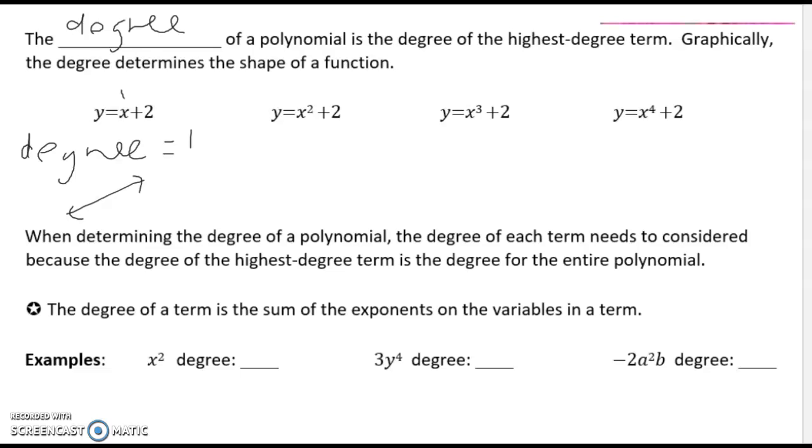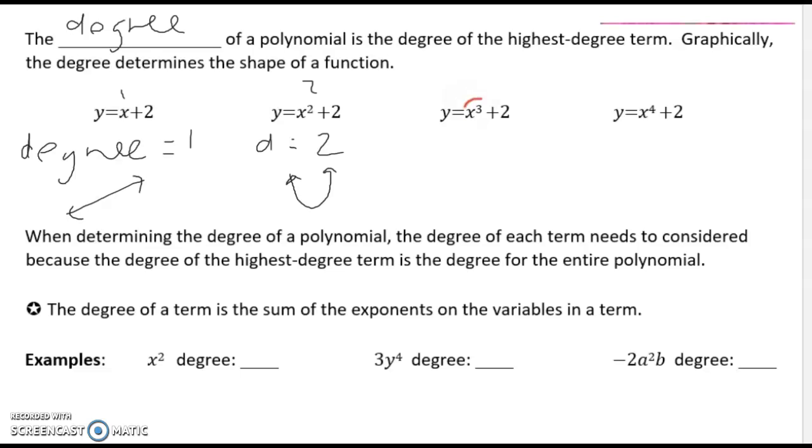The second one, we look here, the exponent on the x is a 2. Okay, so I'm going to write just D for degree. So degree 2. Okay, and that means we're going to have a U-shaped curve, which is called a parabola.